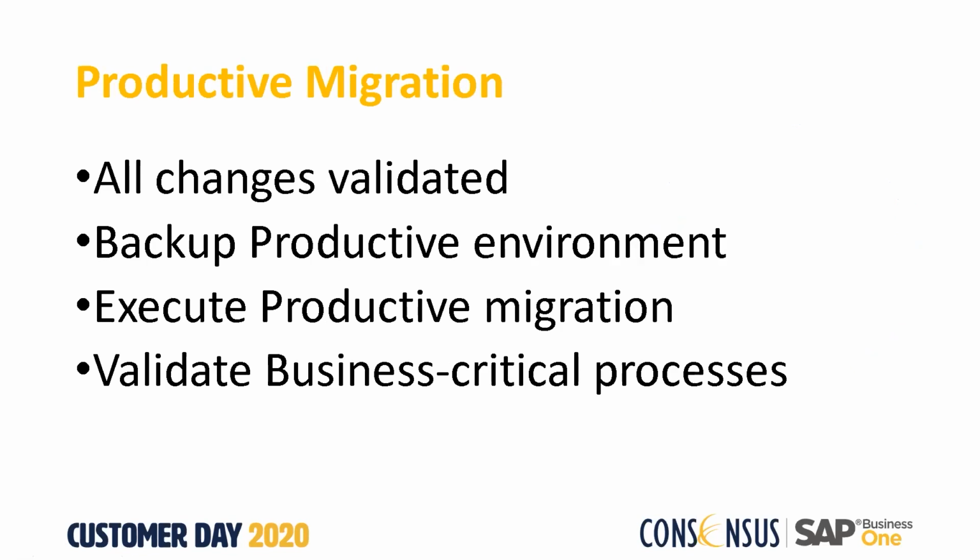All right, so the productive migration can be scheduled, like I said, after all the changes are validated. We'll back up the productive environment. We'll execute a new migration on that new copy, which has your latest data, so your company's up to date. And then once that migration is done, you'll go in and do a quick validation of business critical processes. So make sure you can add a sample sales order like in a test company on the now productive environment. Make sure you can cancel a document, make sure you can email, those kinds of things.